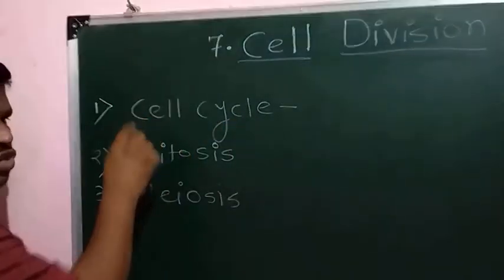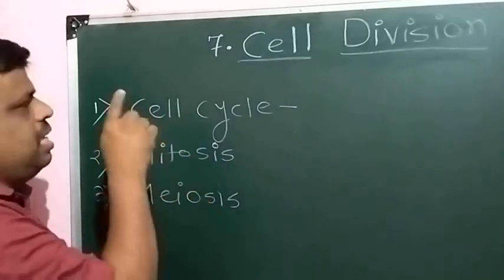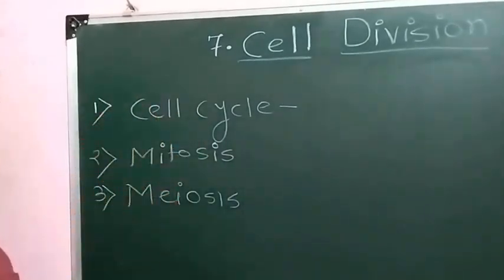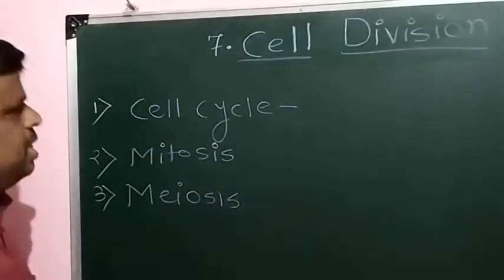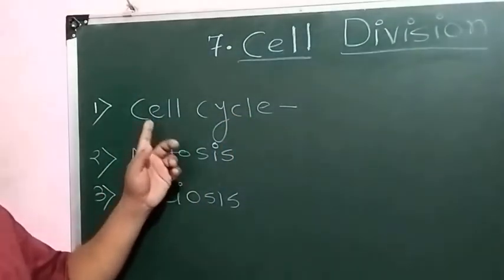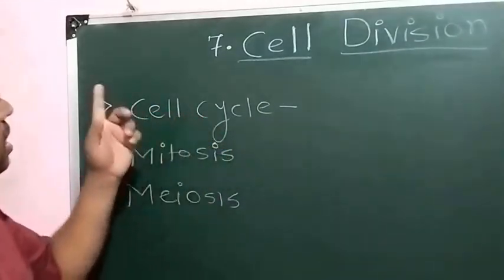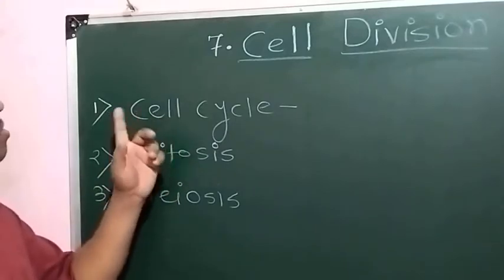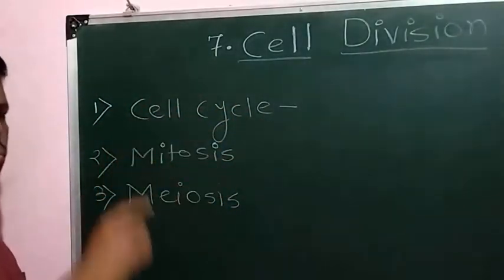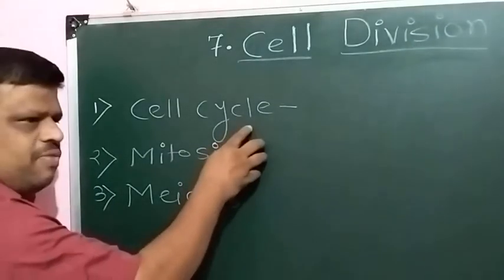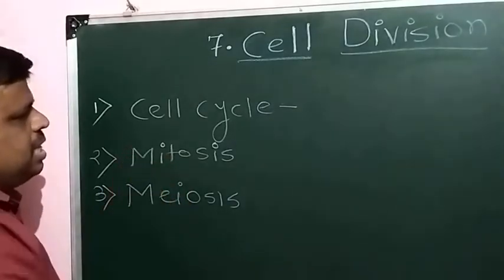Sequential changes that occur in the life of a dividing cell are called the cell cycle. Now that cell cycle is divided into two parts. First one is interphase and the second one is actually mitotic cell division or meiotic cell division.